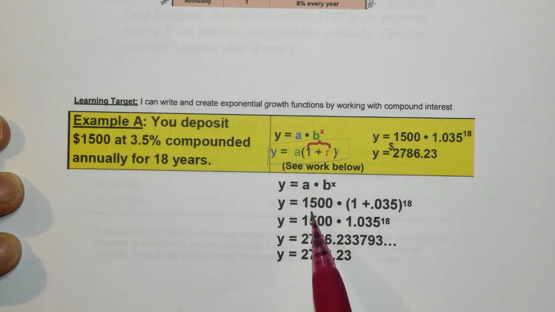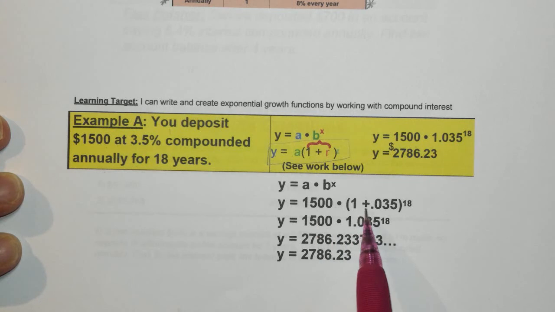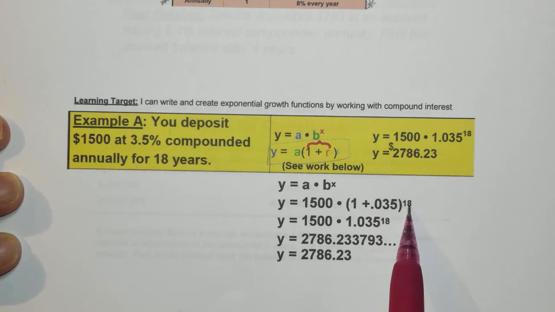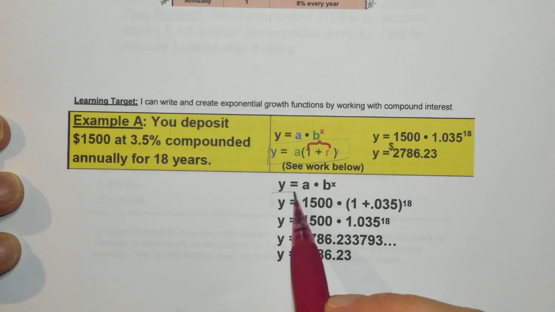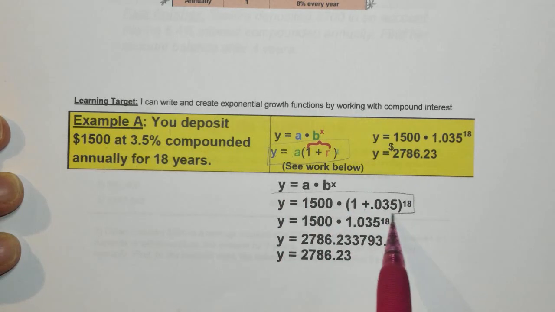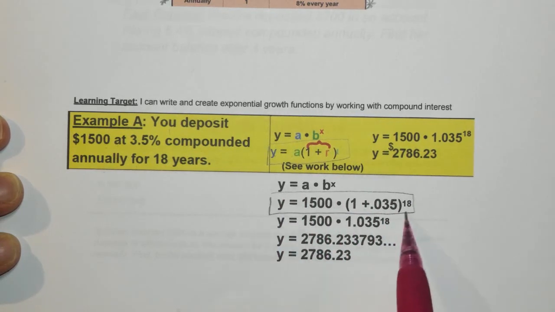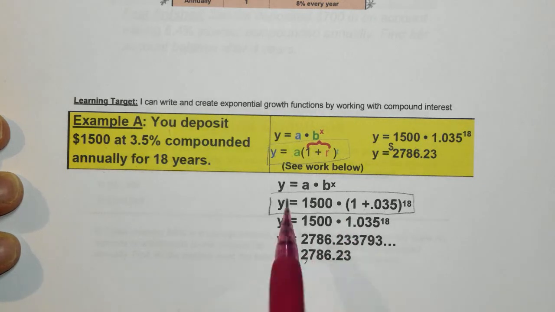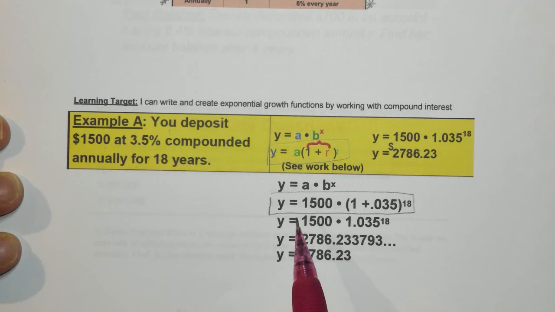which in this case would be y equals 1,500 times 1 plus, remember, 3.5%, move the decimal over 2 places to get 0.035, and we're looking for how much you're going to make in 18 years. So in 18 years at that interest rate, you're going to be making $2,786.23.